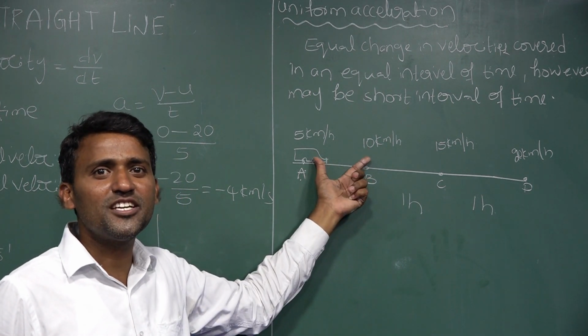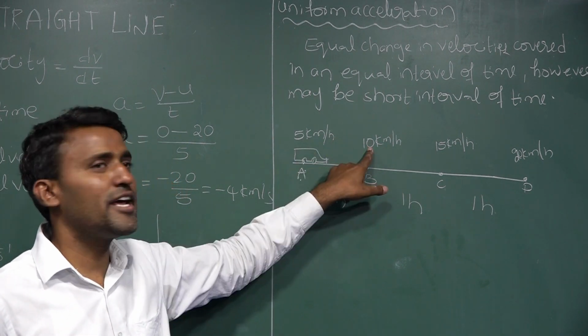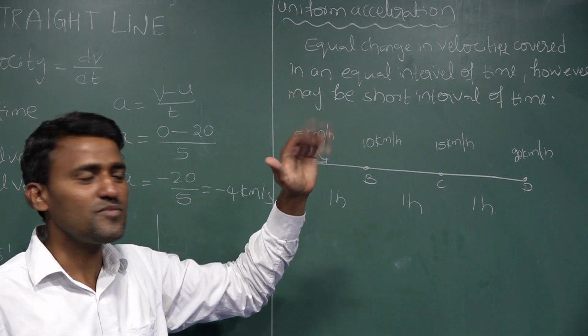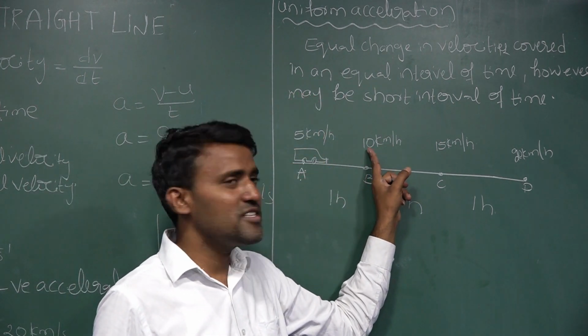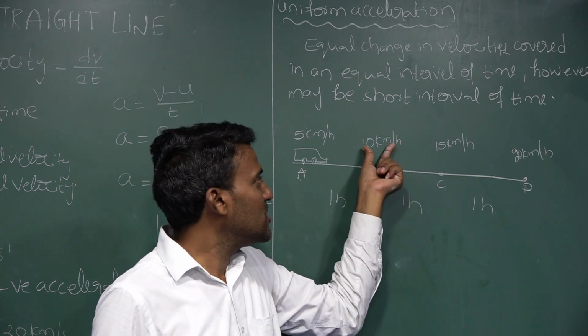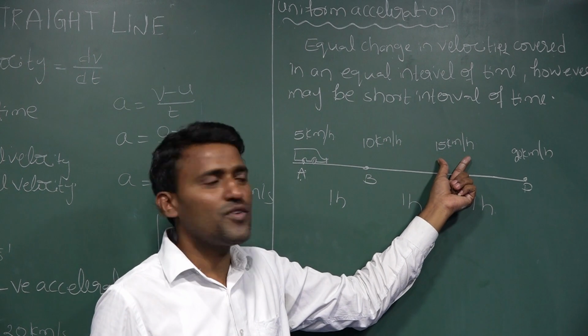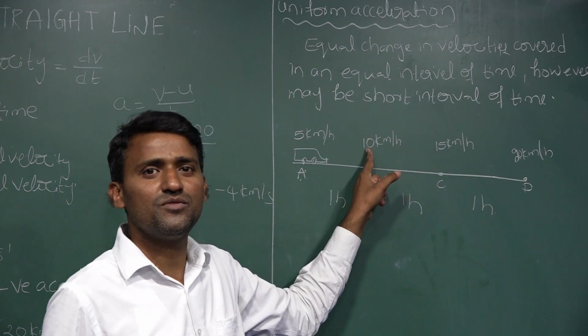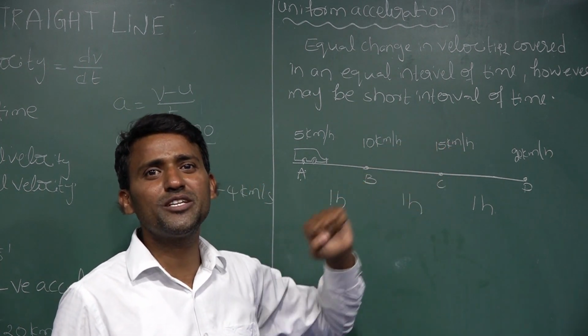What is the change in 10 minus 5? 10 minus 5 is nothing but 5. Next, this is initial, this is final. If you take the two points B and C, B is the initial and C is the final. 15 minus 10 is nothing but 5 km per hour.